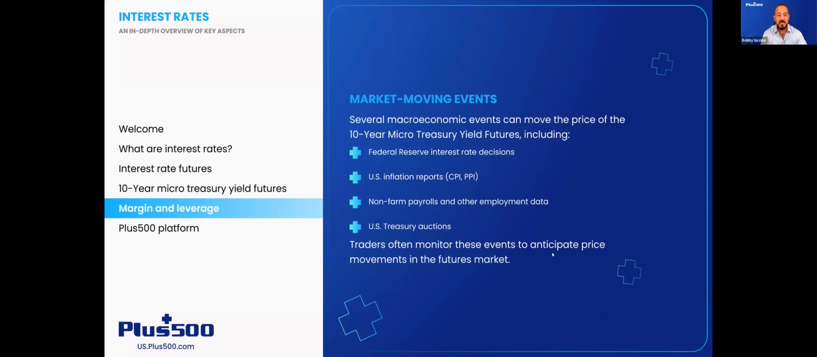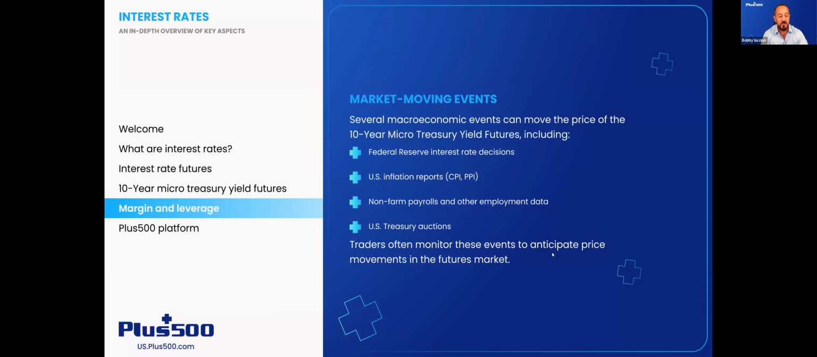U.S. inflation reports, CPI, PPI, PCE, some of the price components in the ISM PMI data, non-farm payrolls and other employment data. Remember, the Fed has a mandate of price stability and full employment. So if we have a big change in non-farm payrolls and the employment component of that, the unemployment rate was 4.2% last, I think. That could cause the Fed to change a direction, which would cause movement in the 10-year micro treasury yield, probably along with a lot of the other interest rate products as well.